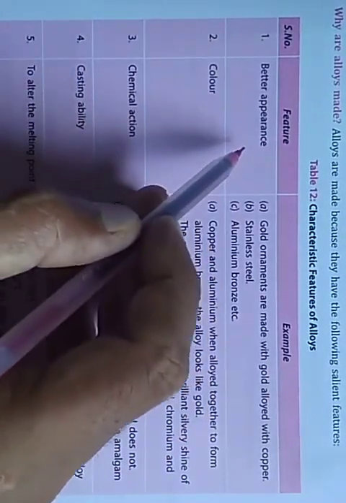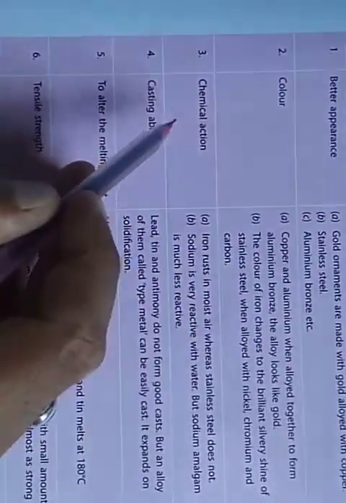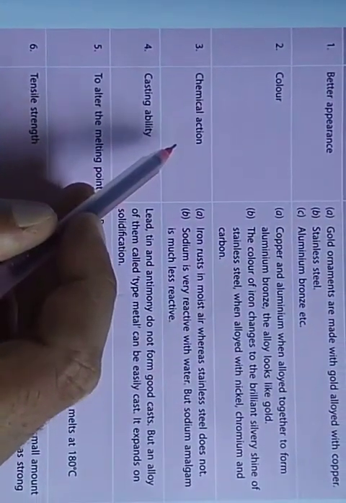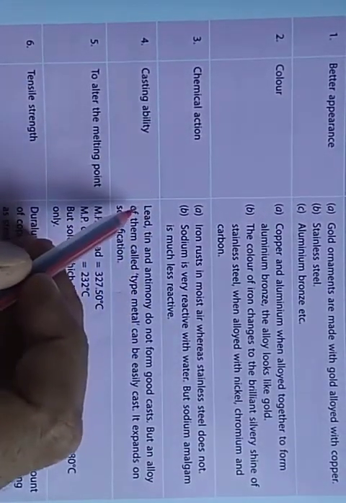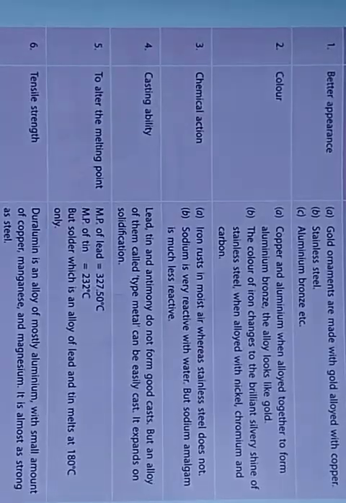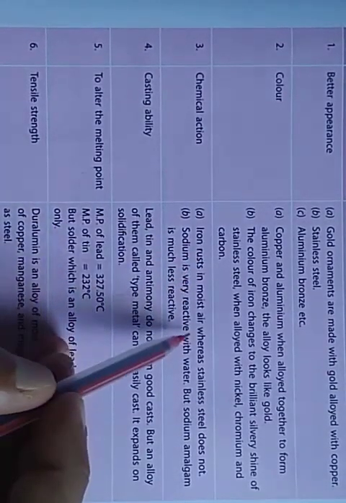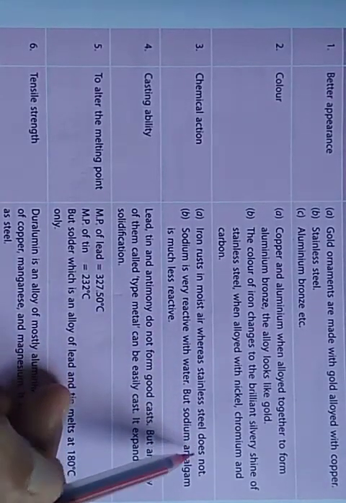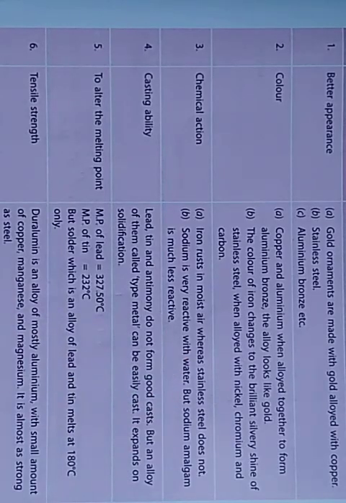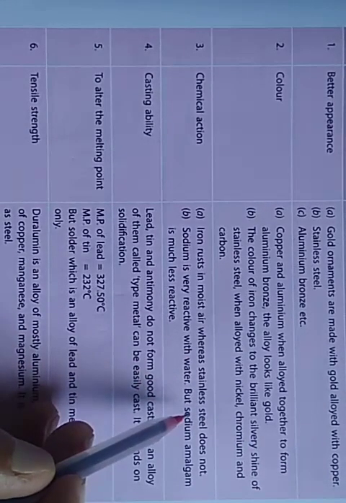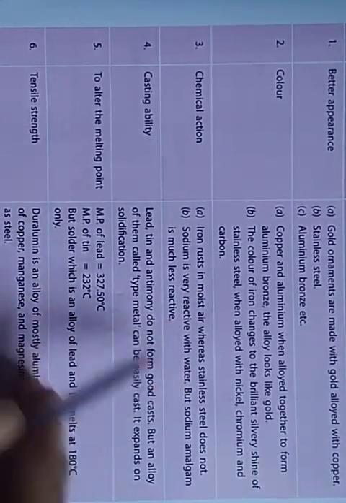Alloys have a better appearance. Alloys have shining colors. The chemical reactivity of alloys is negligible. For example, iron rusts in moist air, whereas stainless steel, which is made from iron alloy, does not react with moisture.